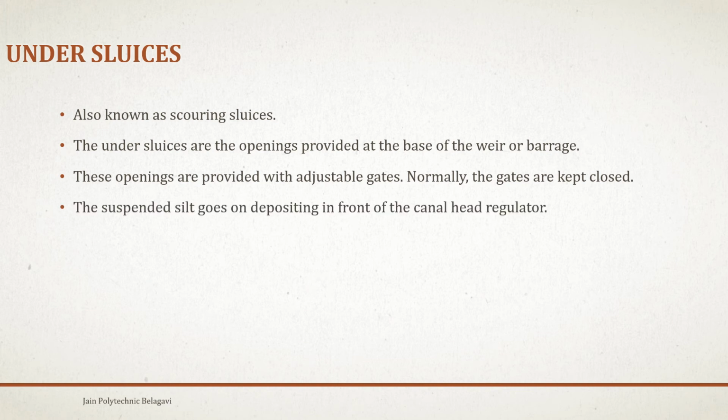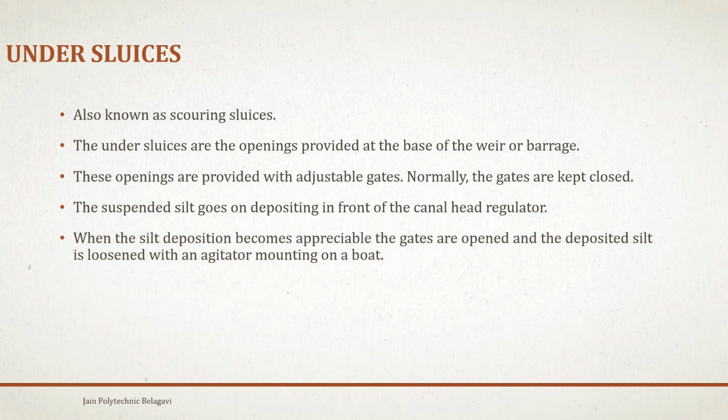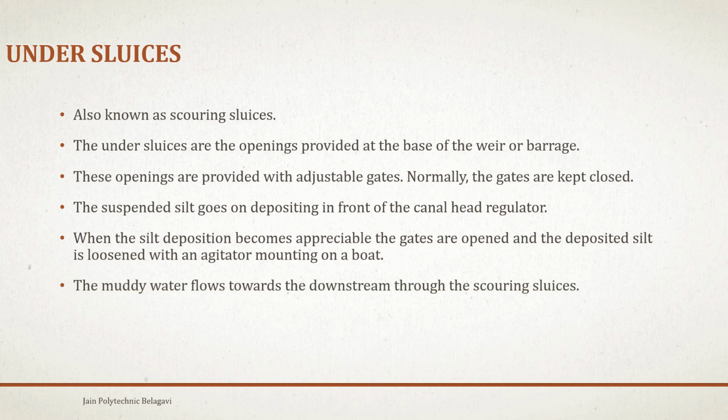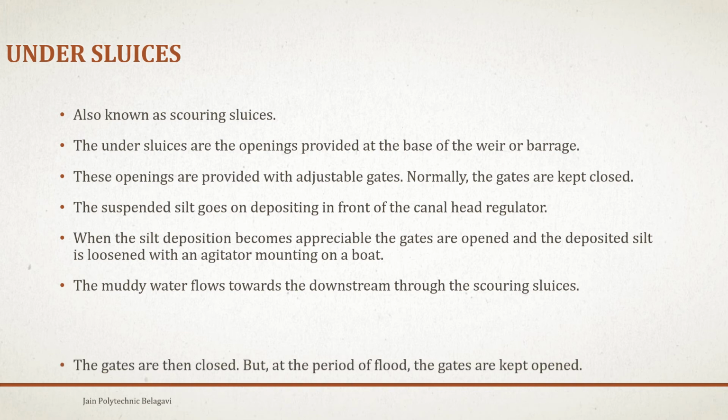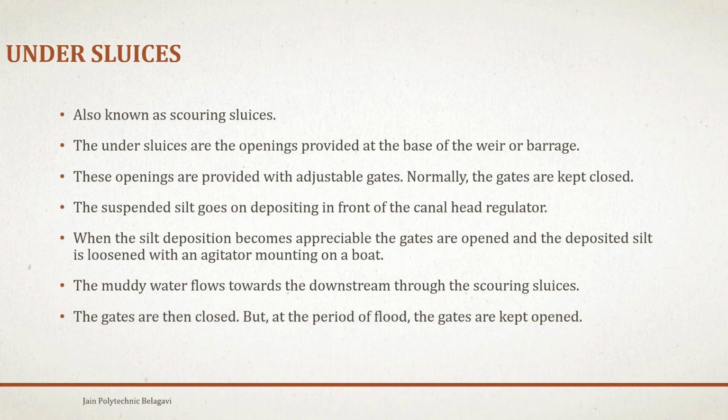The suspended silt goes on depositing in front of the canal head regulator. When the silt deposition becomes appreciable, the gates are opened and the deposited silt is loosened with an agitator mounted on a boat. The muddy water flows towards the downstream through the scouring sluices. The gates are then closed, but at the period of flood, the gates are kept open.